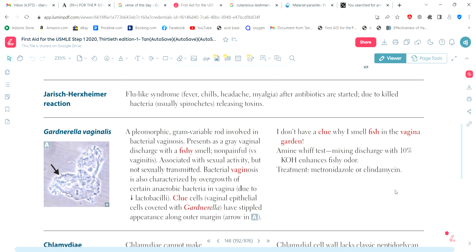Trichomonas vaginalis and Gardnerella vaginalis both have a fishy smell, but Gardnerella vaginalis is a gray discharge, and Trichomonas vaginalis is a green discharge. Gardnerella vaginalis is not painful, whereas Trichomonas vaginalis is painful, with green discharge. Okay, that is Trichomonas vaginalis.